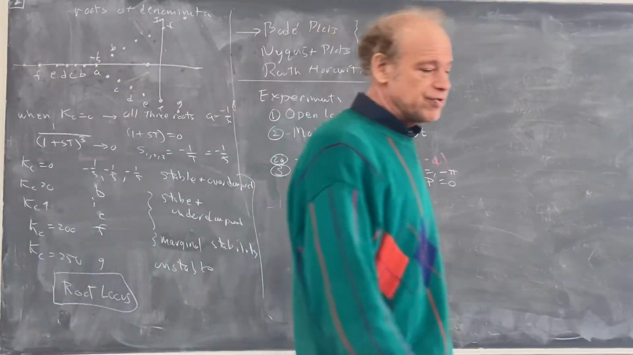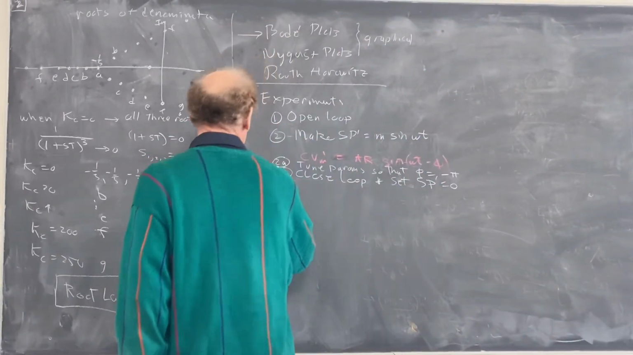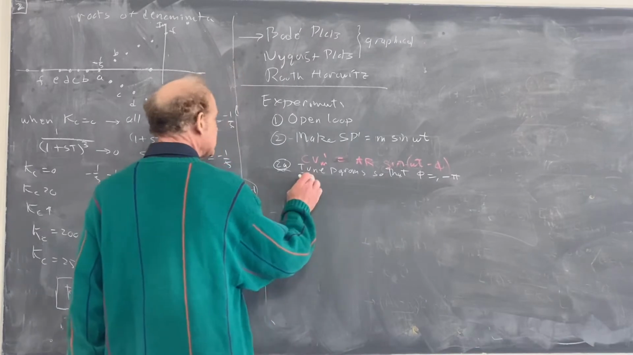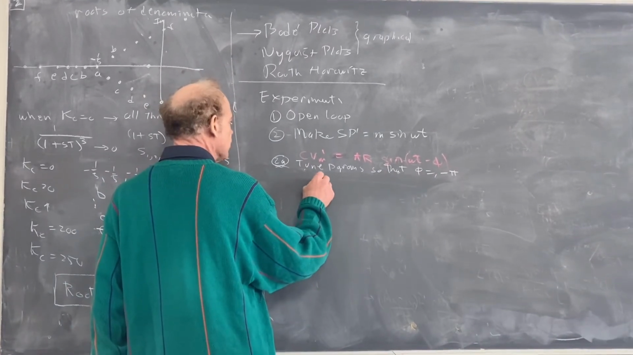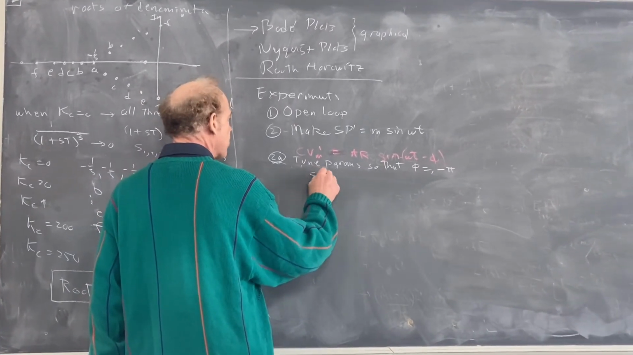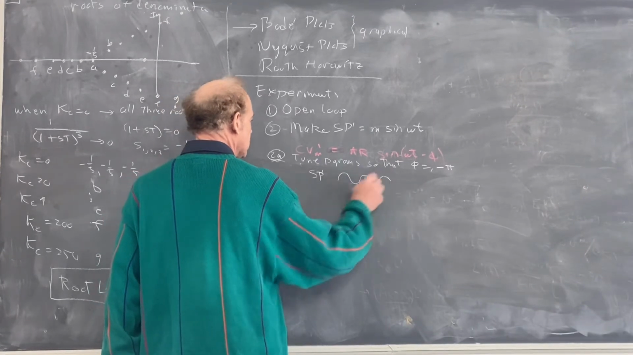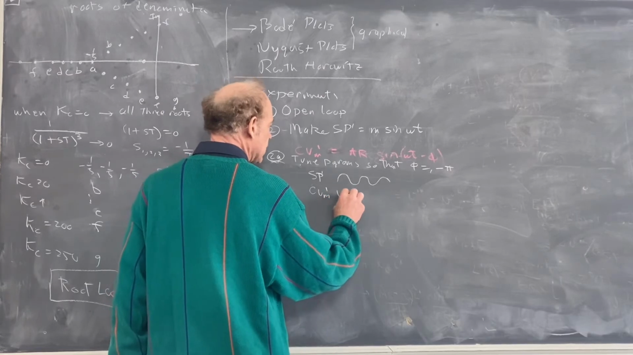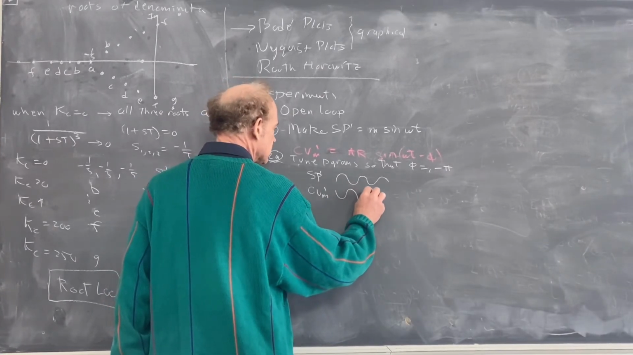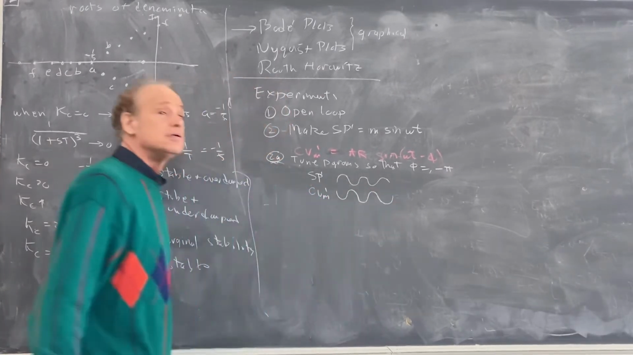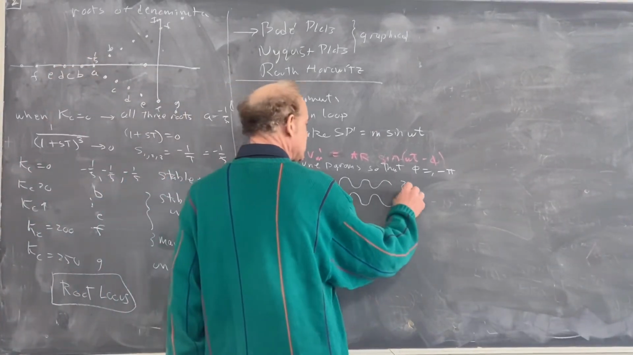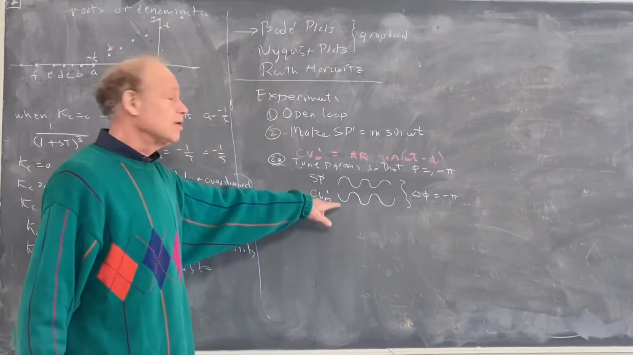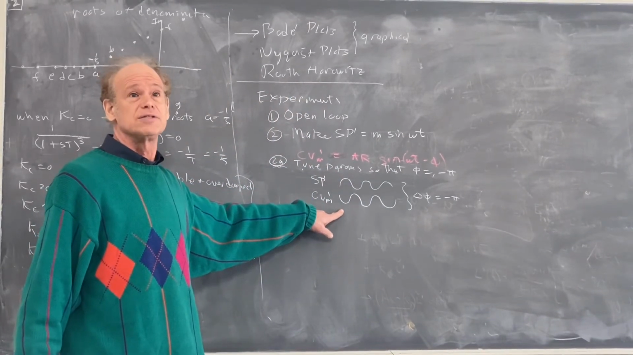So why don't I erase 3 and rewrite it so I have a little more space. When I tune this, what does that mean? That means if the input, SP prime, is a sine function, then CVM prime is exactly 180 degrees out of phase. So delta phi is minus pi. Is that clear? They're exactly 180 degrees out of phase.